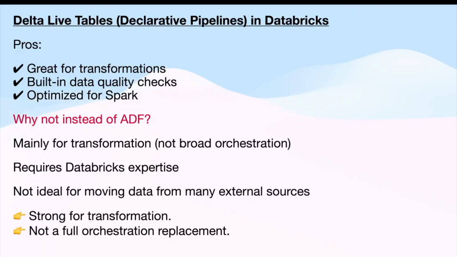Next, let's compare with the other tools, such as Databricks declarative pipelines. What are declarative pipelines capable of? As you know, declarative pipelines are capable of data quality checks and are also optimized for Spark pipelines. But why are we not using the declarative pipeline instead of ADF? Why are we using ADF?